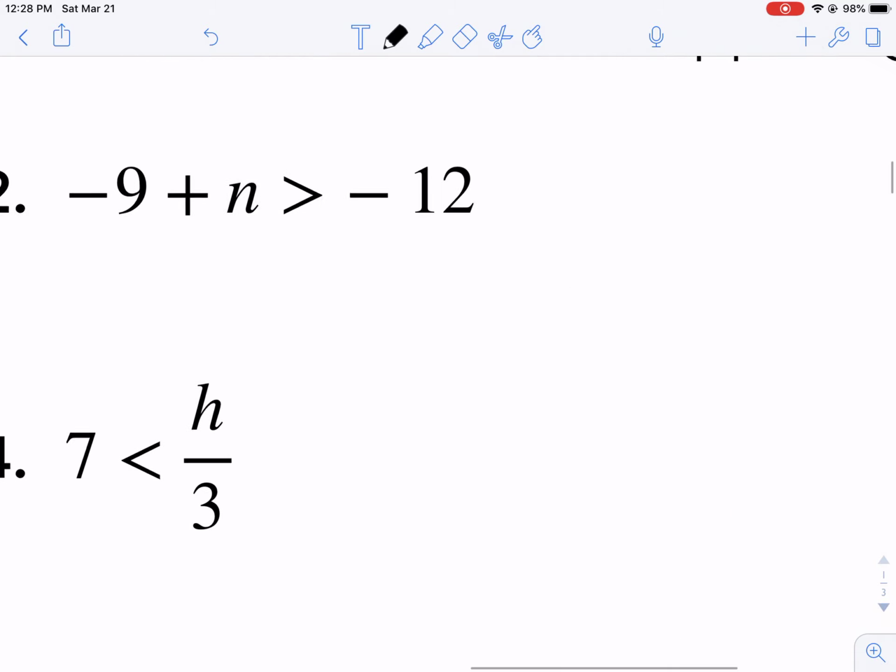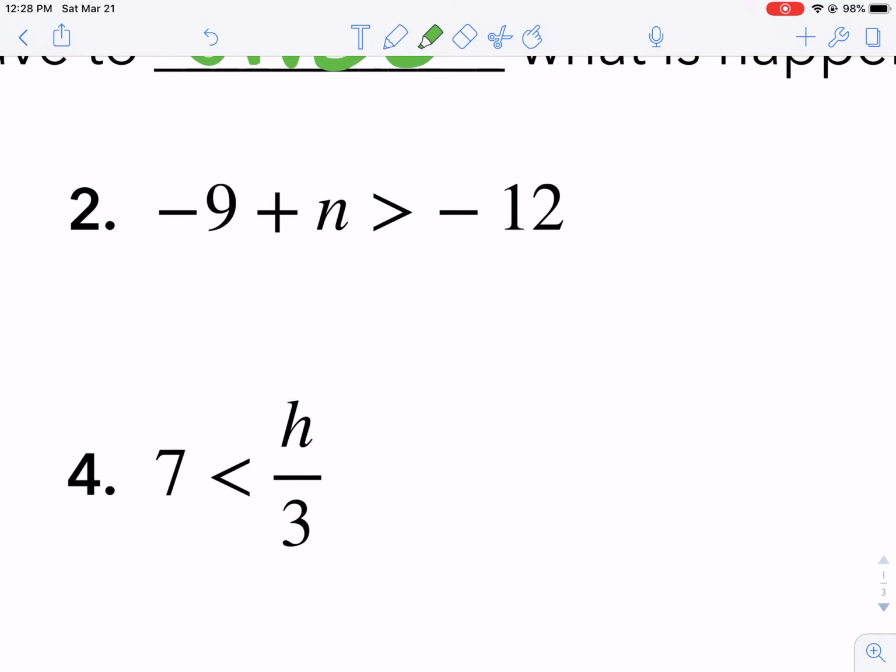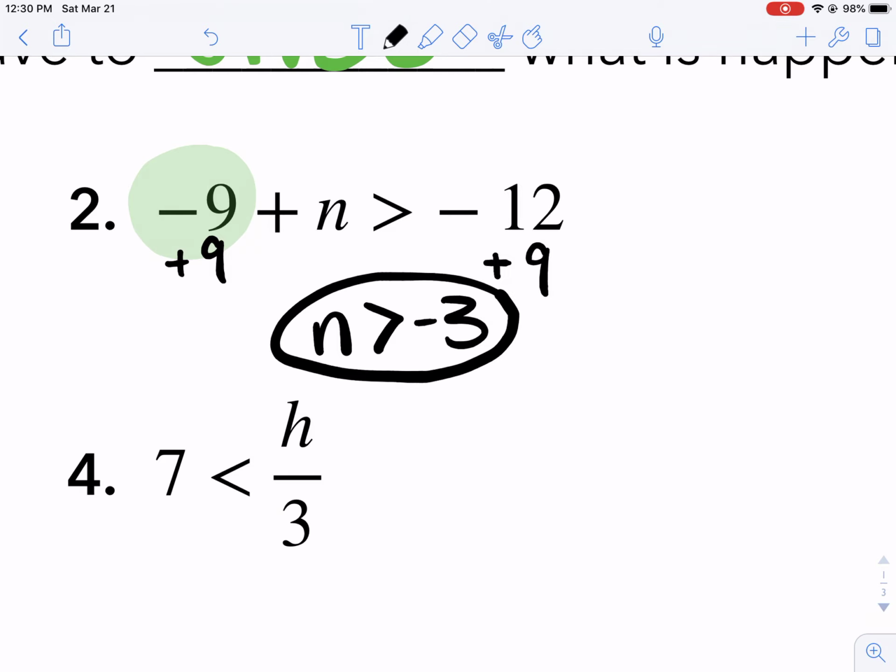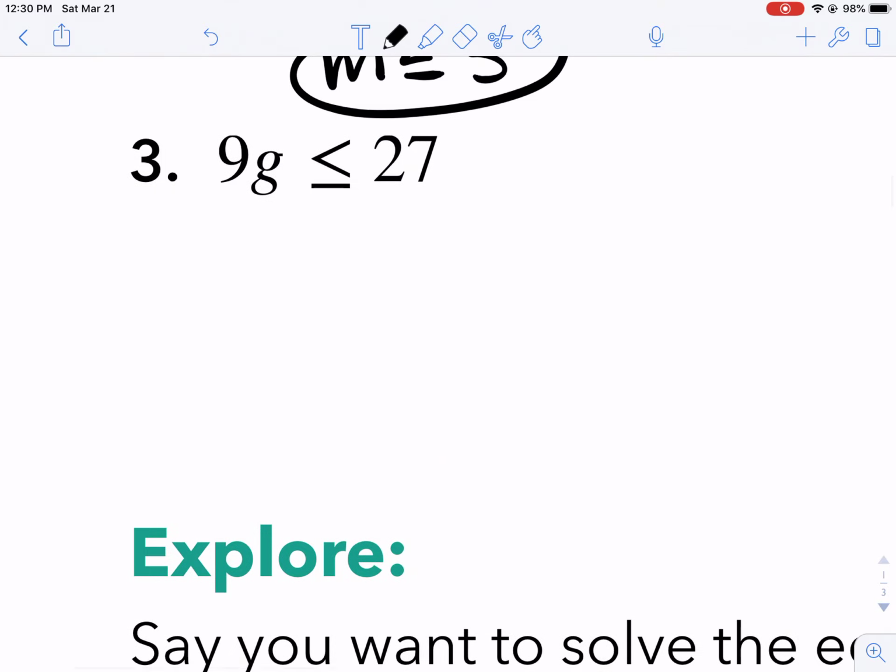In number 2, if we want to solve negative 9 plus n is greater than negative 12, we have this negative 9 adding to our n. So to undo negative 9, we're going to add 9 to both sides. That will give us n is greater than negative 3. A similar thing happens with number 3.